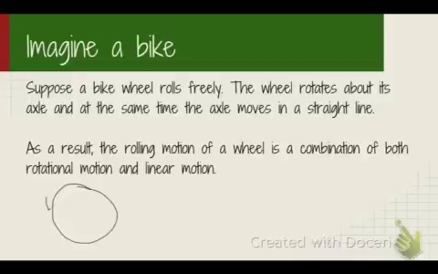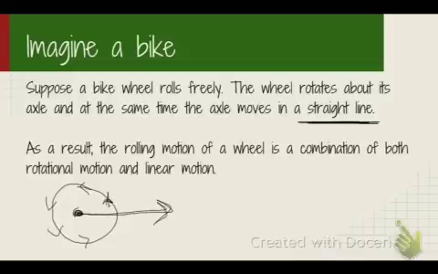Constantly, the wheel itself is in a circular path. The axle is in the very center. This axle is moving in a forward direction, in a straight line, because the bike is moving forward, whilst the wheel is turning constantly. As a result, the rolling motion of a wheel is a combination of both rotational and linear motion. That part should make sense. The bike itself is actually moving forward while the bike wheel turns itself around.